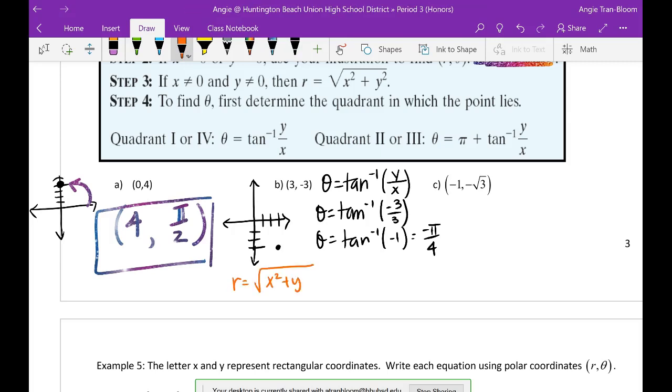X squared plus y squared. Okay, so 3 squared is 9. Negative 3 squared is also 9. Can I leave it as the square root of 18? No, that's 3 radical 2. Final solution: 3 radical 2, comma, negative pi over 4.